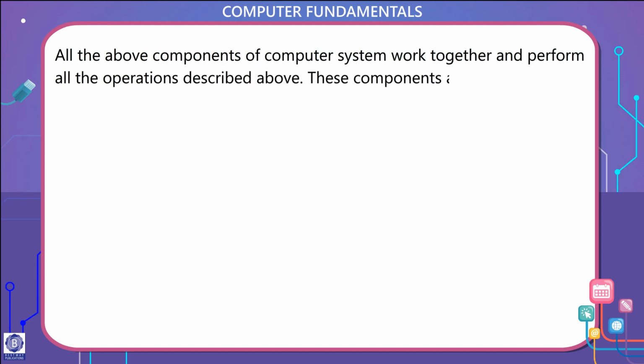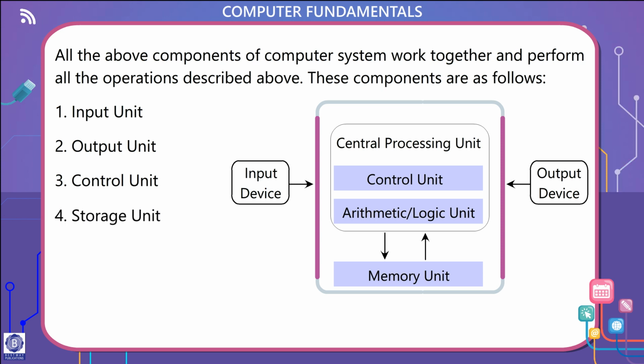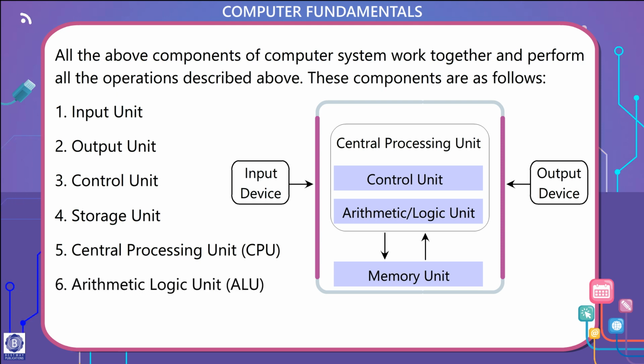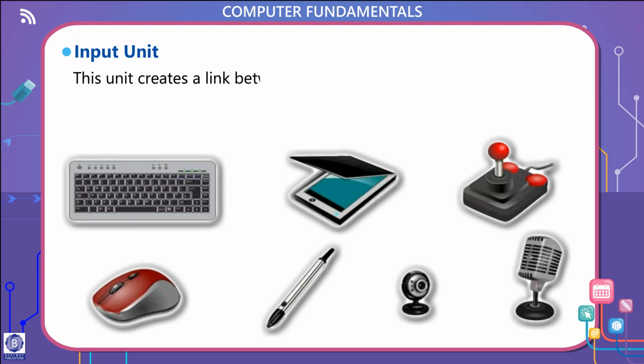These components are as follows. Number 1. Input unit. Number 2. Output unit. Number 3. Control unit. Number 4. Storage unit. Number 5. Central processing unit, CPU. Number 6. Arithmetic logic unit, ALU. Input unit. This unit creates a link between the user and the computer.